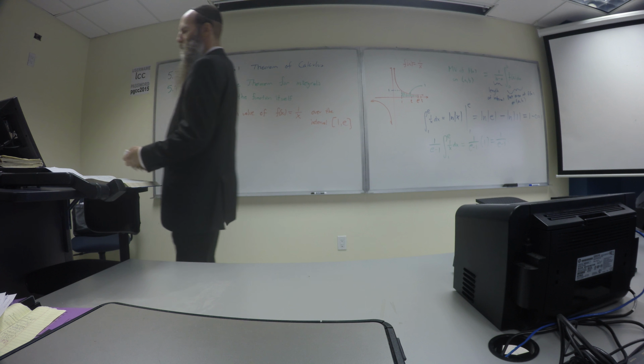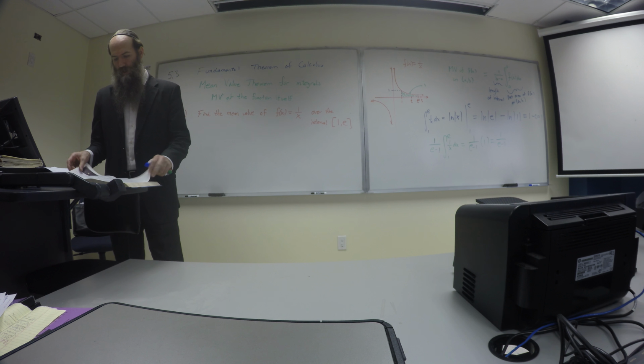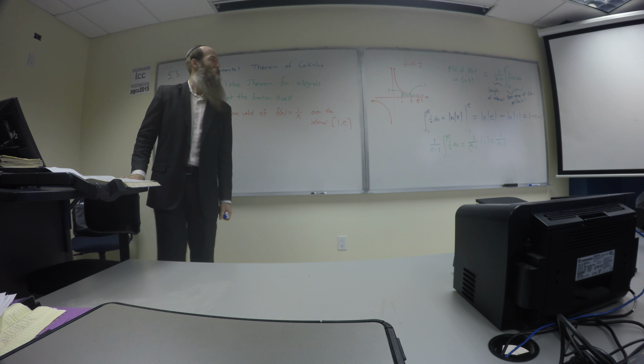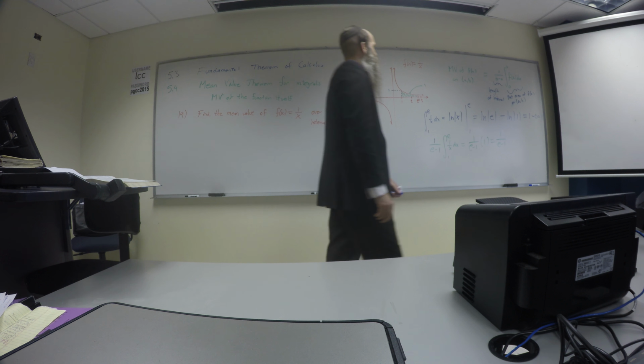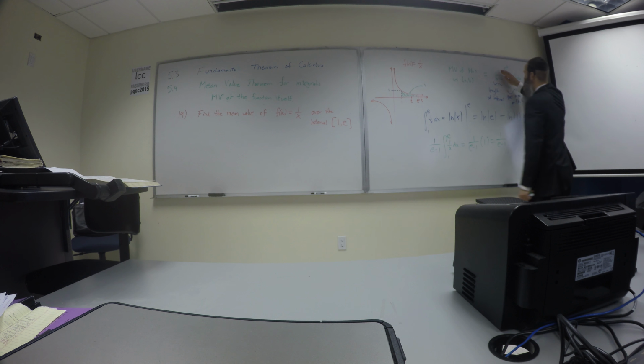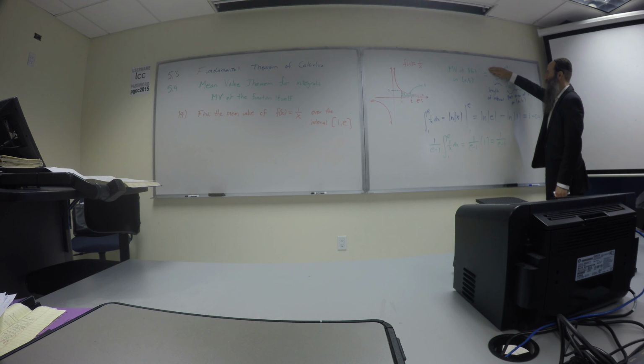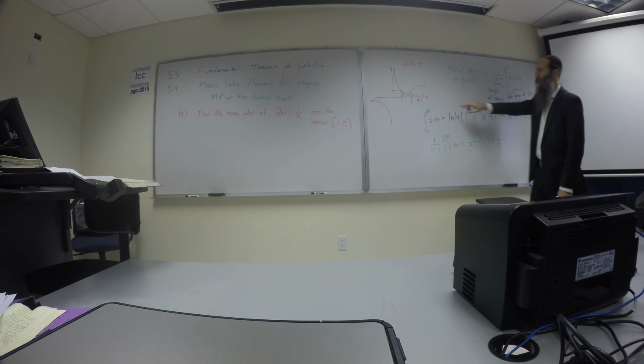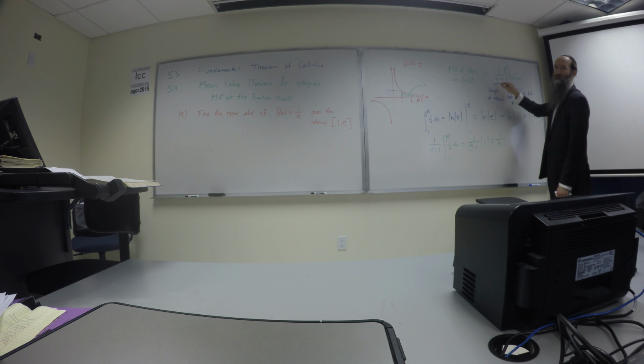Alright, so that's the mean value theorem for integrals. Do one more. The length of the interval itself is just b minus a, just e minus 1. And the 1 over b minus a is really just trying to say, take the area that you just found and divide by the length of the interval.